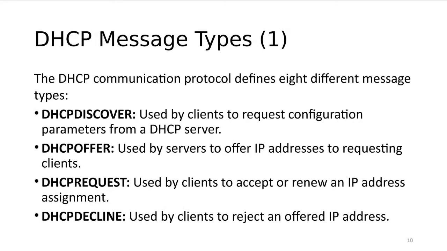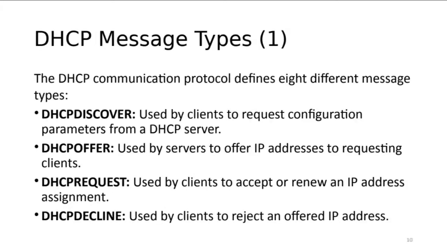The DHCP message types. We have, as I just mentioned, DHCP discover. We have the DHCP offer. It's used by the server to offer an IP address to a requesting client. We have the DHCP request, used by the client to accept or renew an IP address assignment. DHCP decline, it's used by the client to reject an offered IP address. So the second one only is used by the server. The others are by clients.